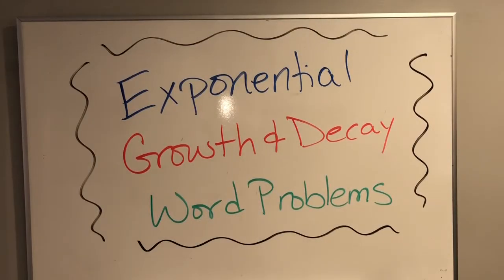Hello everyone. Today we are going to be learning about exponential growth and decay functions, but we are going to be looking at word problems. Prior to this, we've learned about exponential functions and the different parts that make up an exponential function: the initial value, the growth factors, the rate, the time. Today we're going to take all of that and put it together as we work through some word problems.